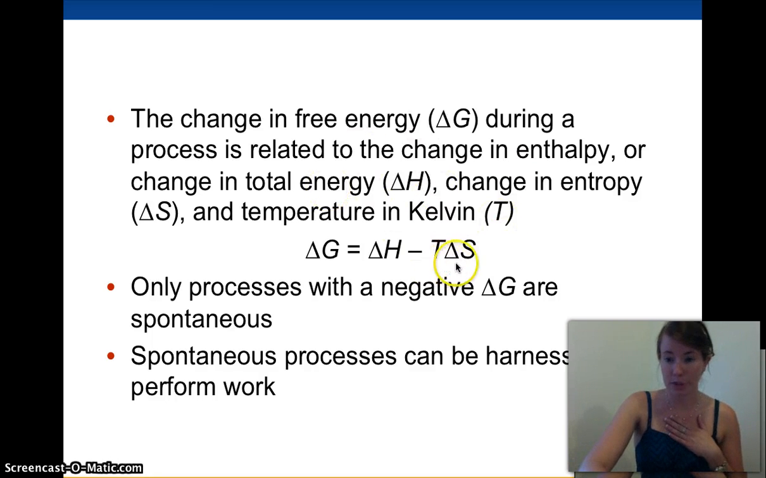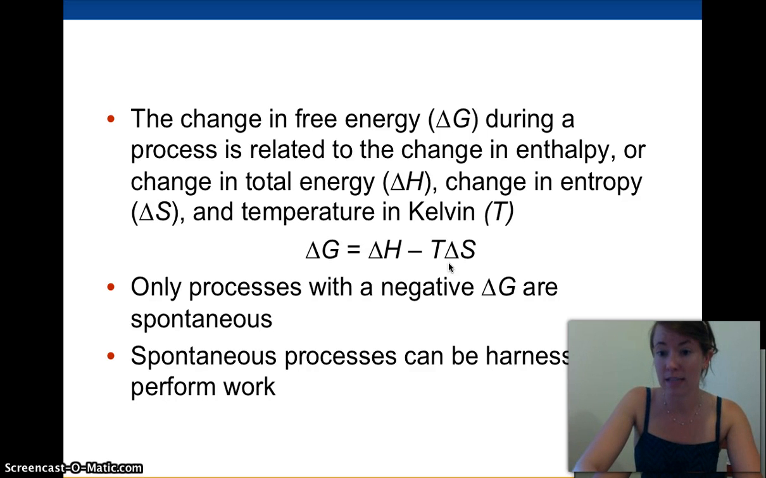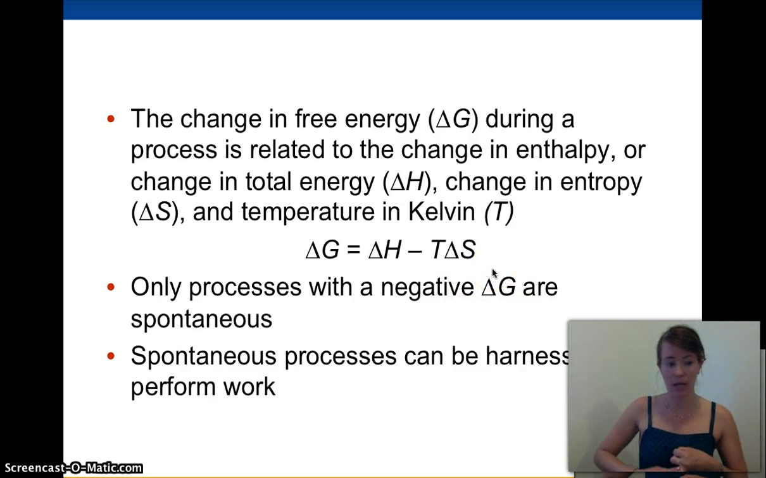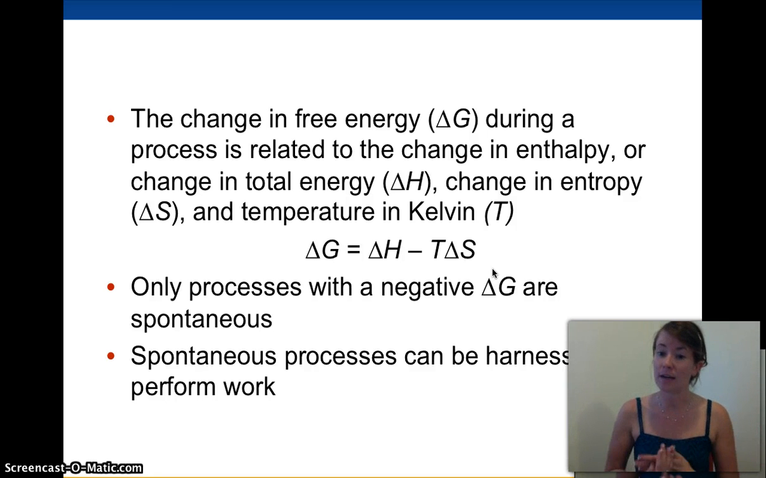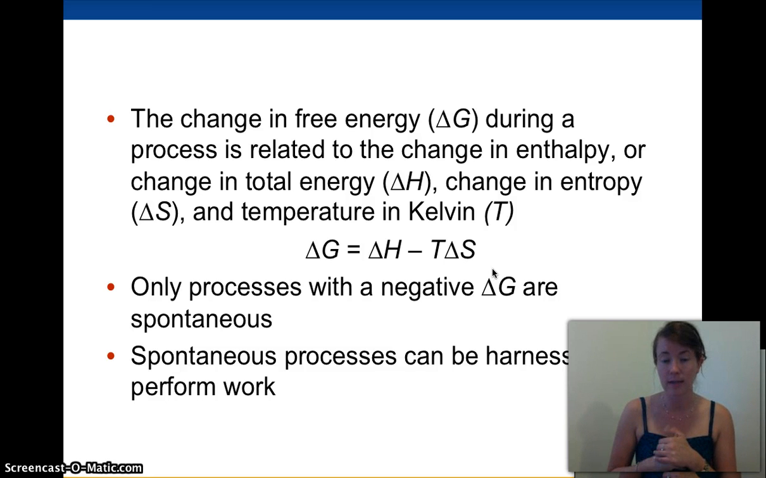T is temperature in units that we call Kelvin. You won't need to worry much about that, but no, it's not Celsius or Fahrenheit. It's in something else called Kelvin. And delta S is the change in entropy. So now we have enthalpy and entropy. Entropy is disorder in the universe, and enthalpy is total energy. Try and keep those straight. So delta G is a consequence of the change in overall energy, delta H, minus the temperature times the change in the entropy, so T delta S.